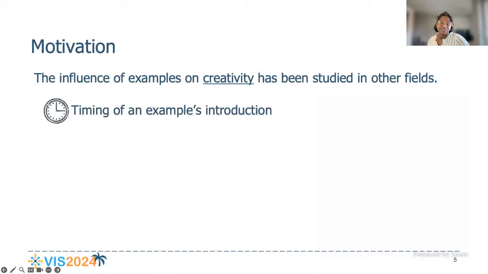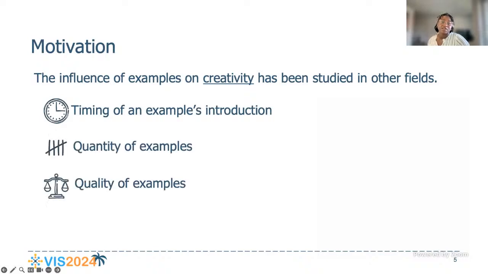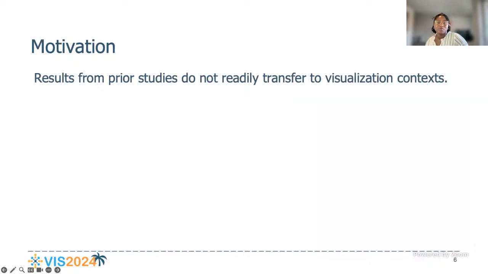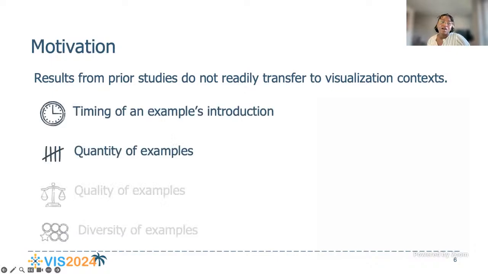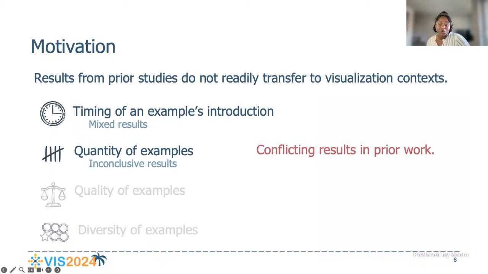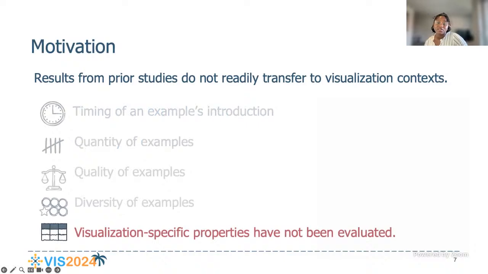And these include when an example is introduced, the quantity as well as the quality of examples used, as well as the diversity of curated examples. But while the results of this prior work highlight all these influential factors, their results are not readily transferable to visualization design. First, there are conflicting results for when examples should be introduced and how many examples are actually beneficial to the design process. Secondly, there are all these inherent constraints placed by data on the visualization design choices that designers make, which haven't been evaluated in any of these studies.